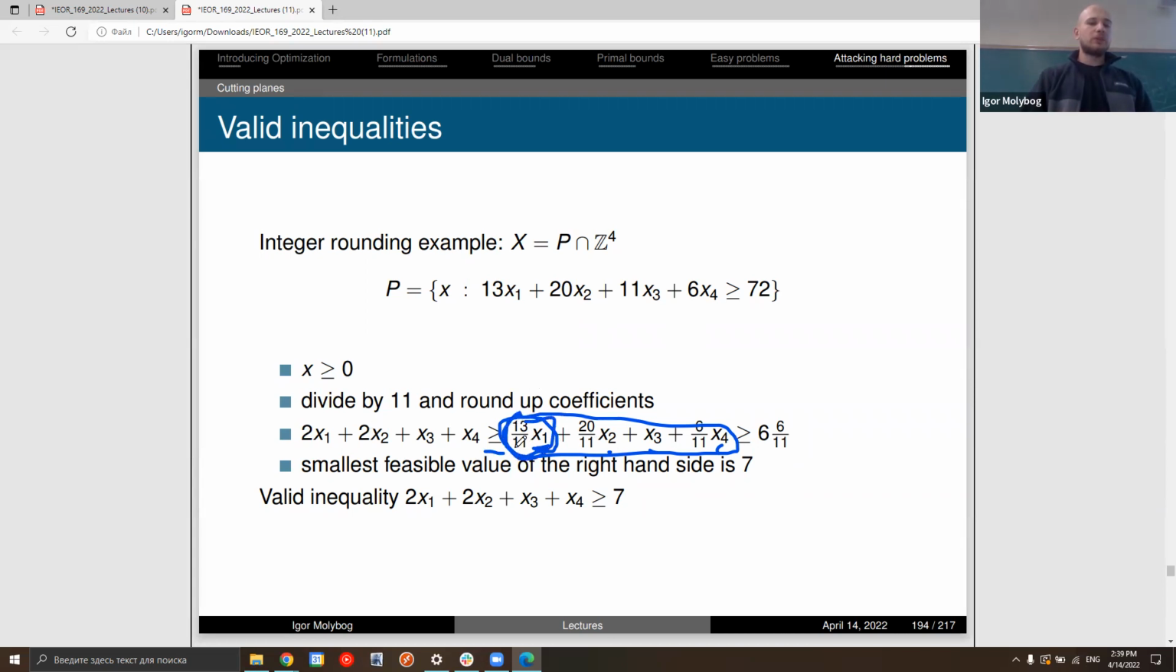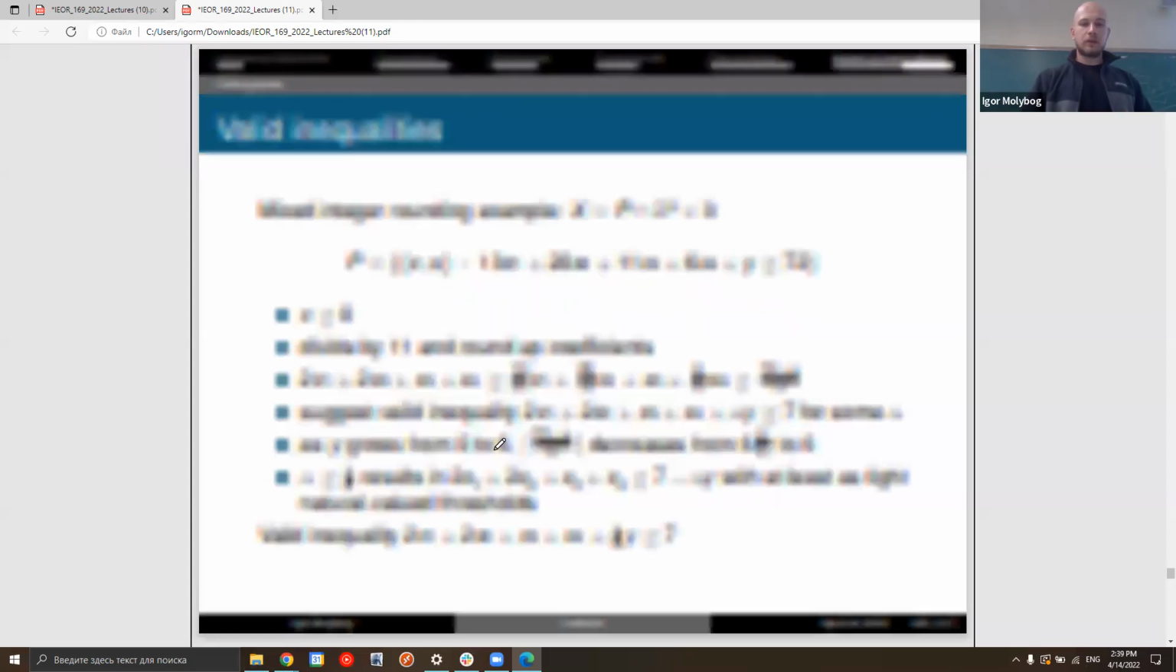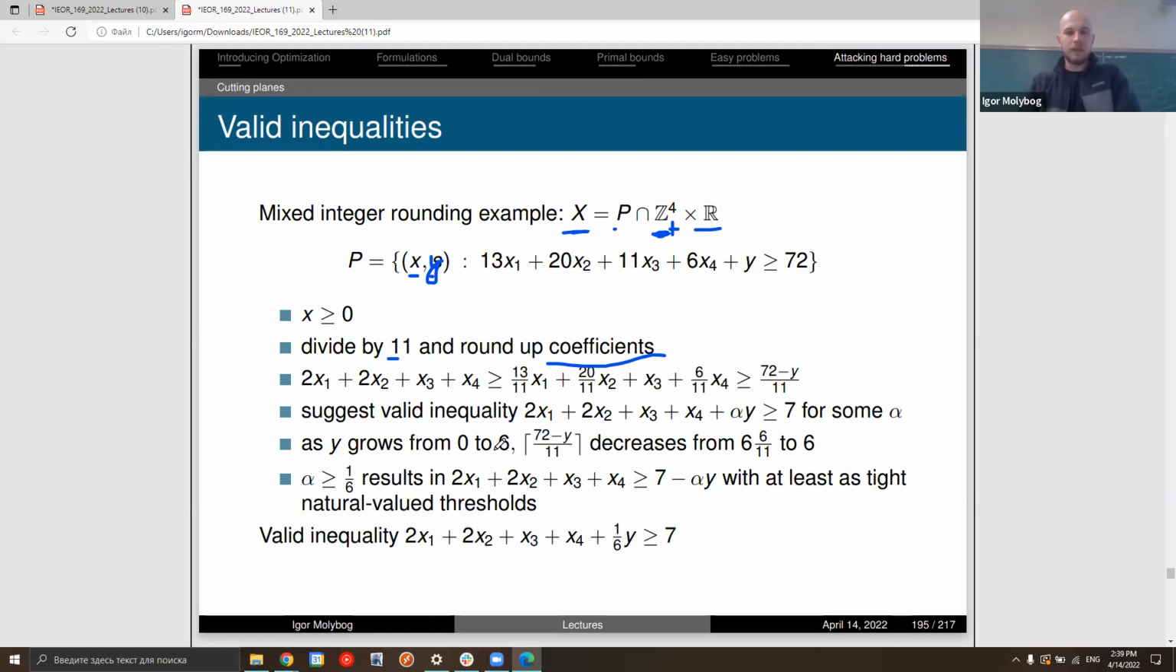And therefore, if you substitute 2 instead of this thing, the sign greater than or equal is going to be a valid sign. You agree? And then I do it for all of the coefficients. So rounding up the coefficients is valid.